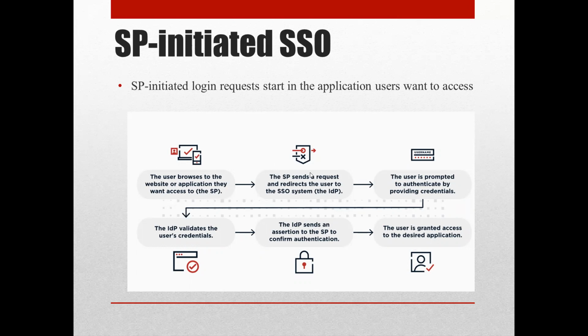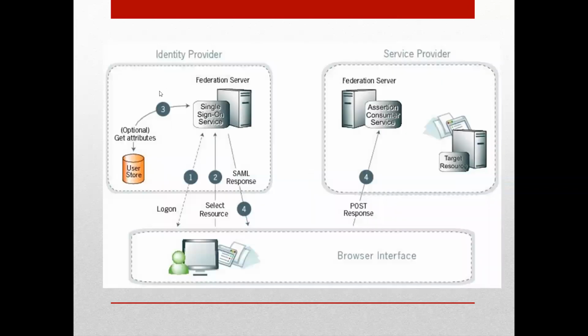Then from there, the SP can't do the authentication. Basically, SP can only do authorization. So it will be redirecting the request to the IDP, that is, to PingFederate. PingFederate will do the authentication, and later on it will send the response to the SP that this particular user is valid in my directory, so you can provide access to him. That's it.